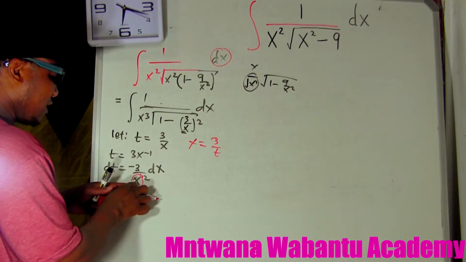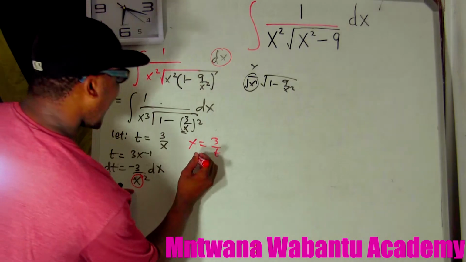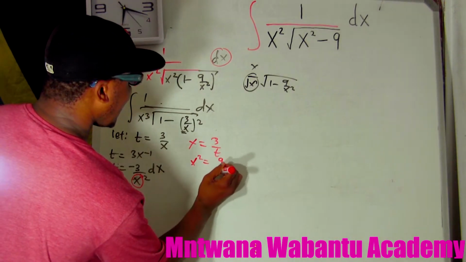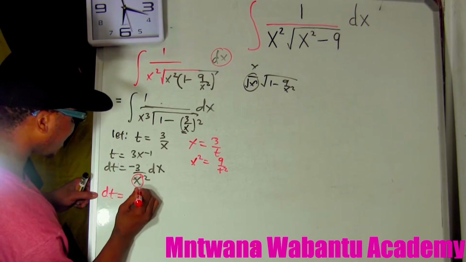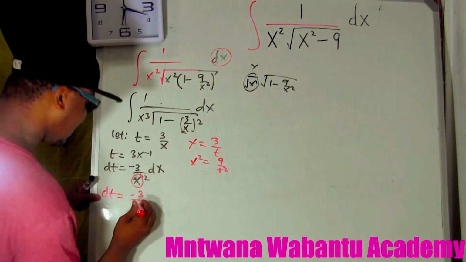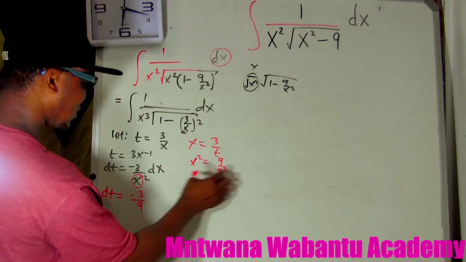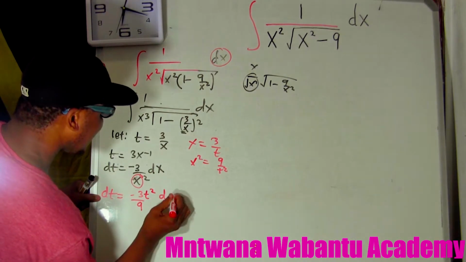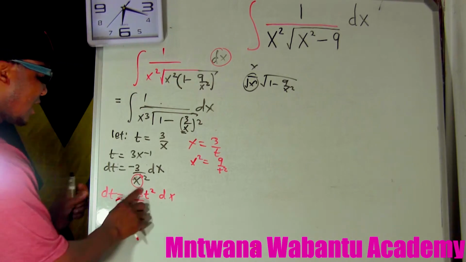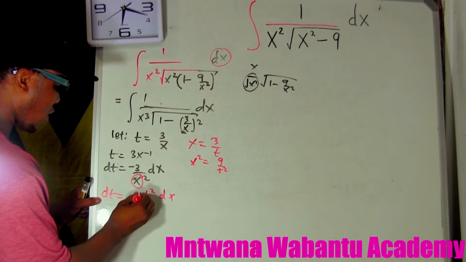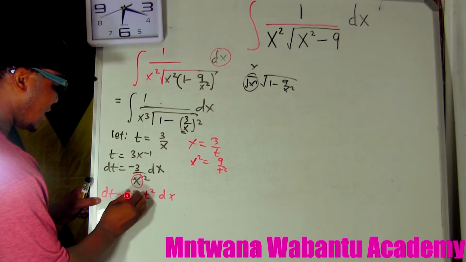If I have to remove this, this is x squared, right? So x squared equals 9 over t squared. So let's replace it. dt equals negative 3 over 9 over t squared, so t squared goes to the top. Now let's simplify this. This is going to become 1 over 3, so 1 over 3 negative.